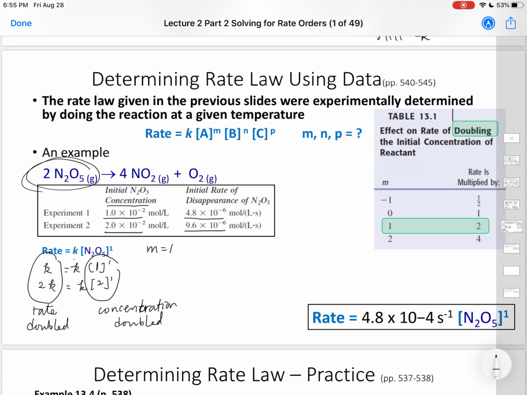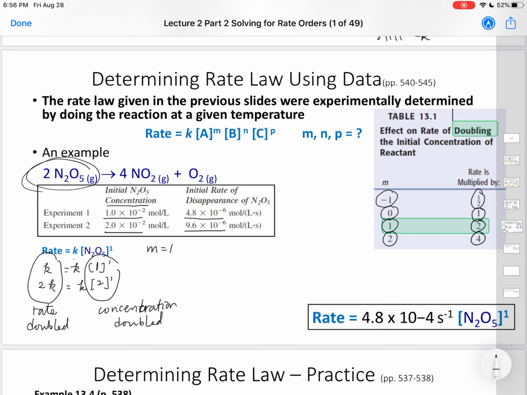The table says if your rate is multiplied by 1/2 when you double it, your m is -1, or your exponent is -1. If your rate is the same when you double your concentration, then your m is 0. If your rate is doubled when you double the concentration, then it is 1. And when your rate quadruples when you double the concentration, then your m is 2. Basically, that's what it means, okay?